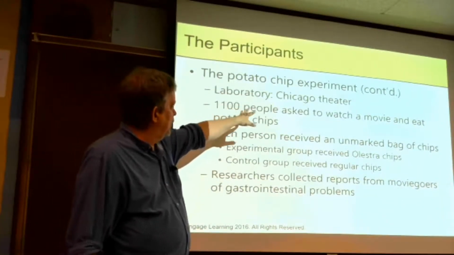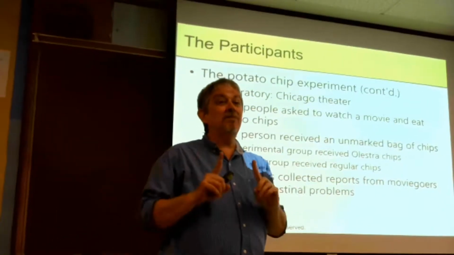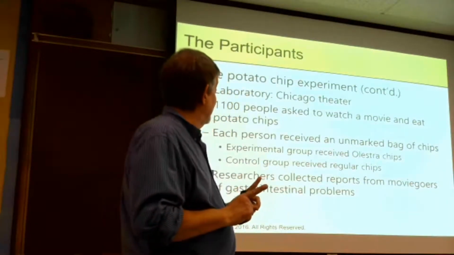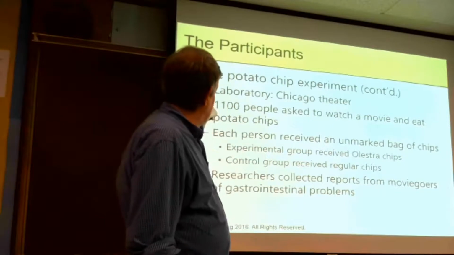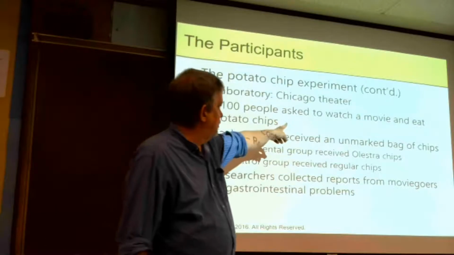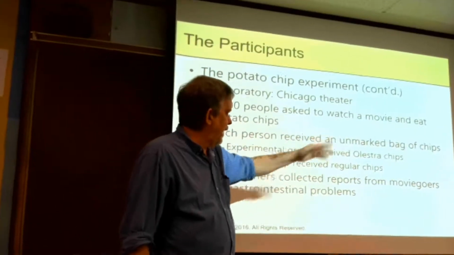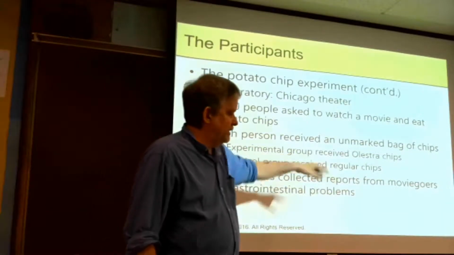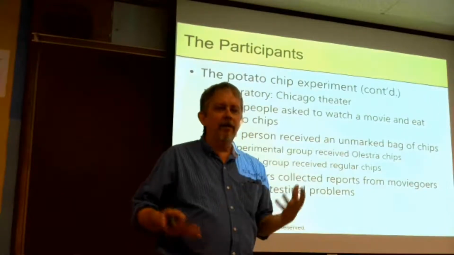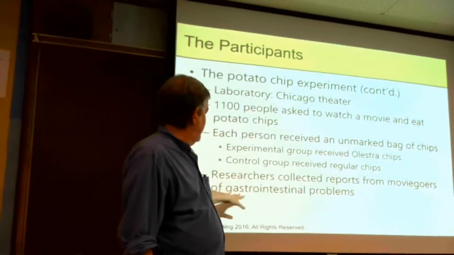So there was a laboratory, and they picked one. This actually was in laboratories all over the country. This was millions upon millions of dollars of profit for Procter & Gamble that they were building with it. So in this one laboratory, they had 1,100 people asked to watch a movie and to eat potato chips. Each person received an unmarked bag of chips. The experimental group received the Pringles that had the Olestra, and the control group just received regular Pringles. So the researchers collected reports from moviegoers of gastrointestinal problems.